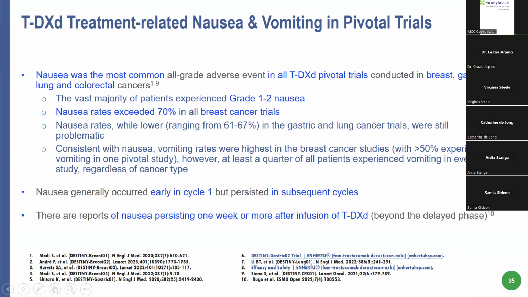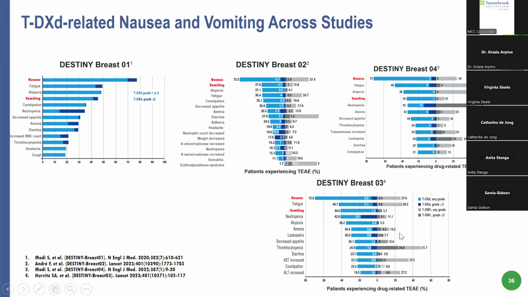and persists in subsequent cycles. Importantly, and differently from what we've seen with other chemotherapy we're used to managing, the nausea from T-DXd starts from the very beginning and lasts through all days of treatment. Basically it goes from day 1 usually through day 15 or day 20. So it goes well beyond the delayed phase, and we'll see why. Probably that's related to the way the drug is metabolized by the body.